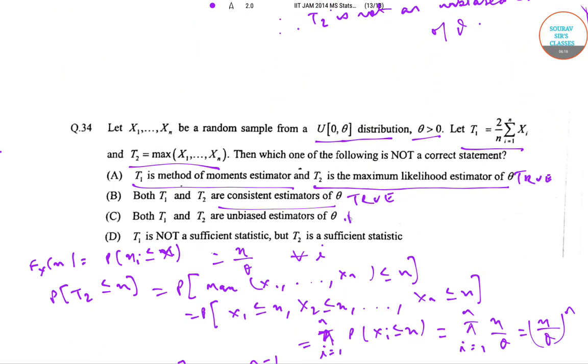So this statement is false because T1 is an unbiased estimator but T2 isn't. So option C is the correct option.